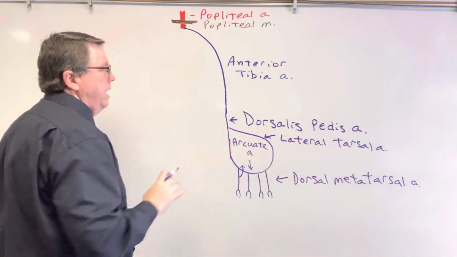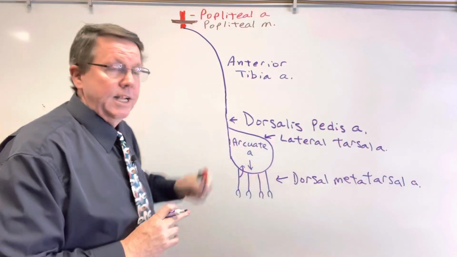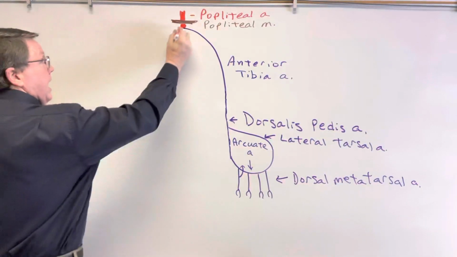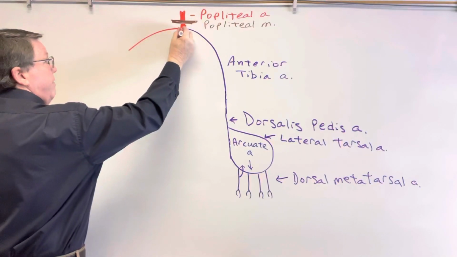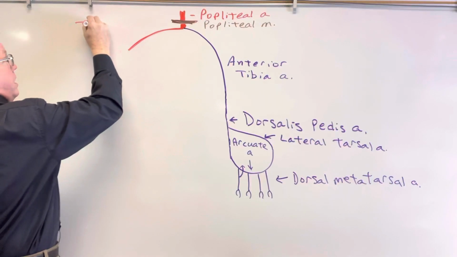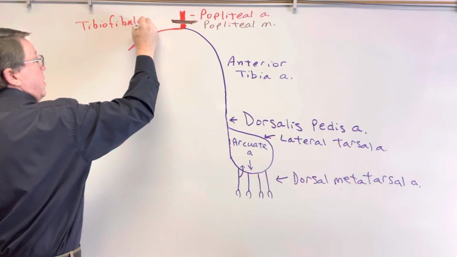So that's going to be the anterior, or that's going to be on that side, right? And again, this is anterior. So then on the opposite side of this bifurcation, what's going to happen is we are going to have something called the tibiofibular trunk.